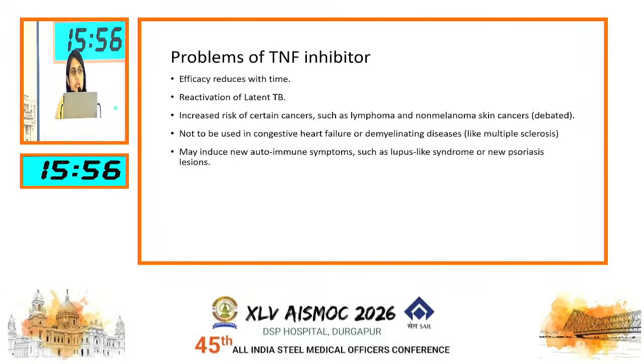So first is TNF inhibitors. It's difficult to give on a long-term basis. After 1 year, 2 years, 3 years, there's a tendency to develop antibodies and the tendency for the efficacy to come down. Then we have to switch not only to another TNF inhibitor, but it's preferred to switch the group of medicines. So the options come down.